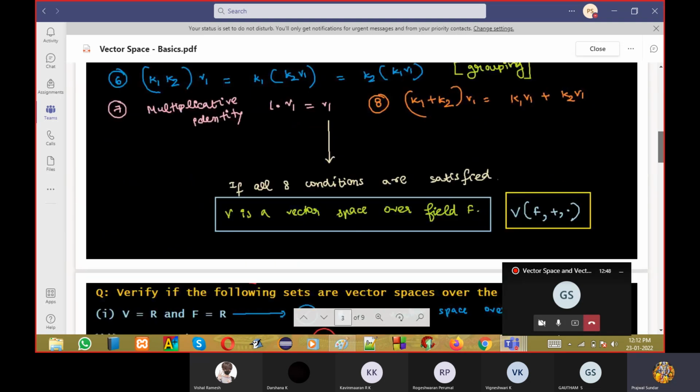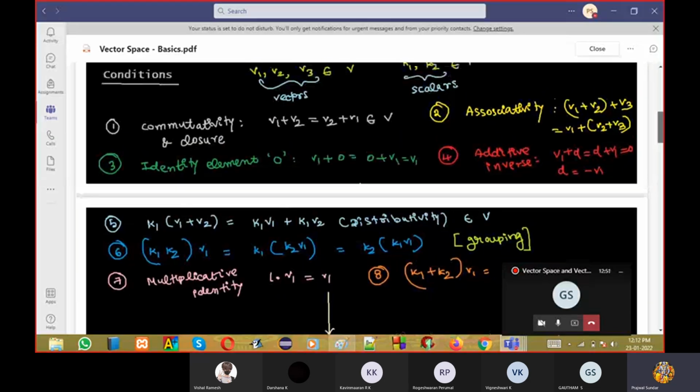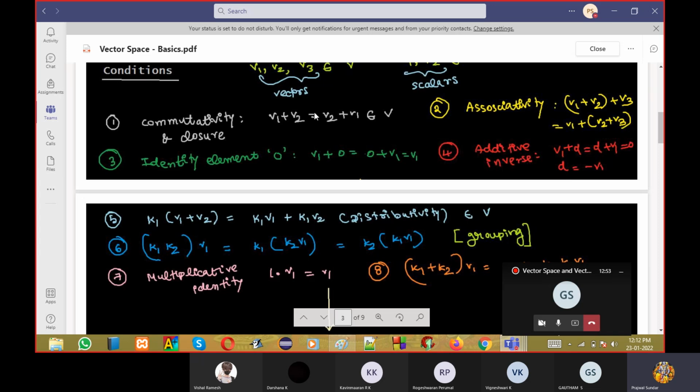The notes from last class. These are the 8 conditions. If you observe carefully, the first condition is commutativity closure: v1 plus v2 should be equal to v2 plus v1, and it should belong to the vector space.